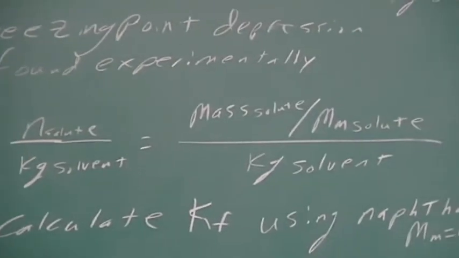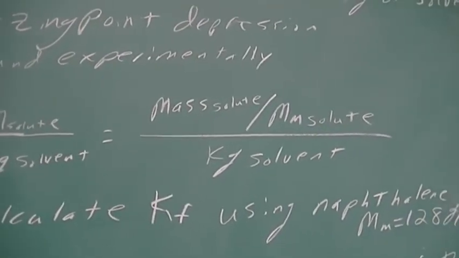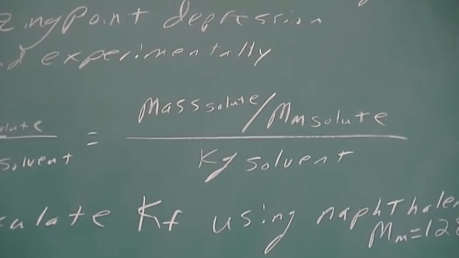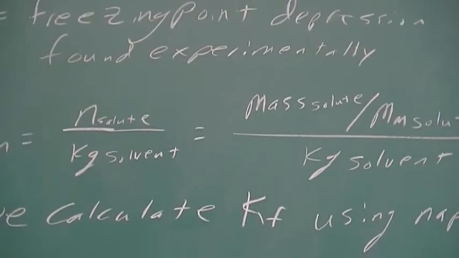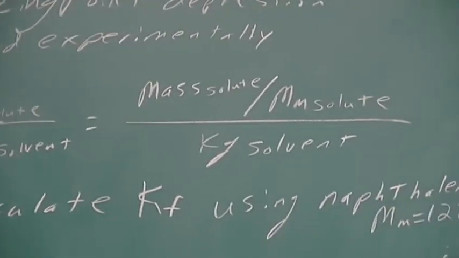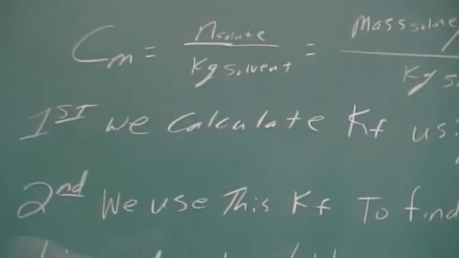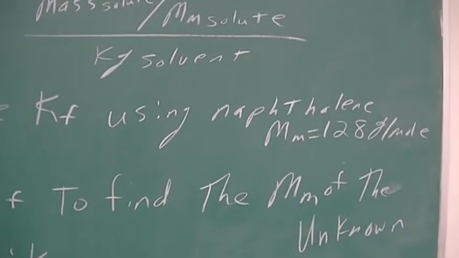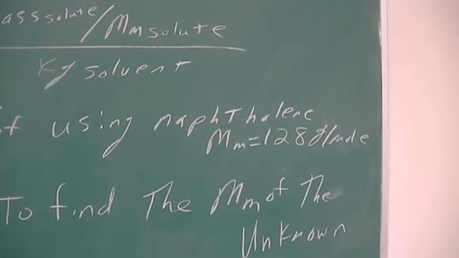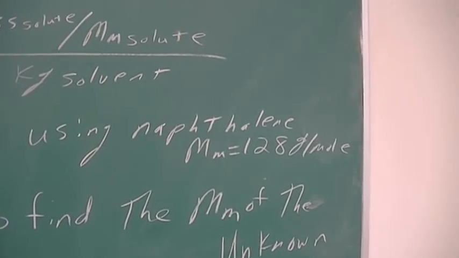To find your moles of solute, moles is mass over molar mass. So the equation that we need is the mass of the solute divided by the molar mass of the solute, which gives the moles of the solute, divided by the kilograms of the solvent. In the first part, we are going to calculate Kf. We're going to do this by using naphthalene. We know the molar mass of naphthalene. It is 128 grams per mole.